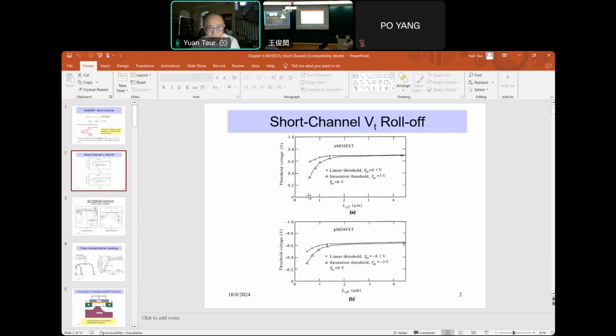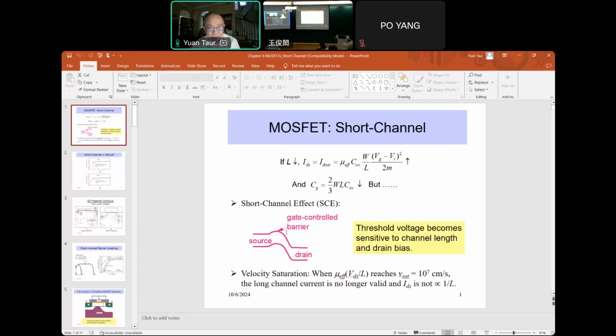This falls off very abruptly, like a cliff. And once the threshold is negative, then you cannot turn it off anymore. It stays on all the time. Of course, that doesn't function well as a transistor, because for a transistor, you want the gate to modulate the current between source and drain. Okay.